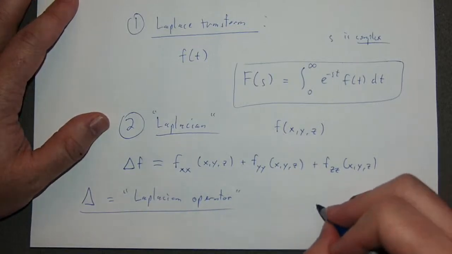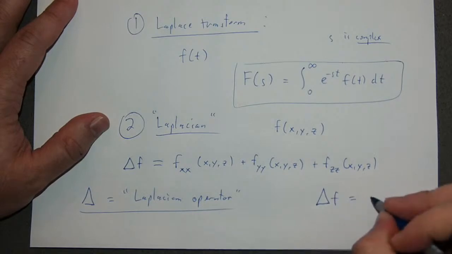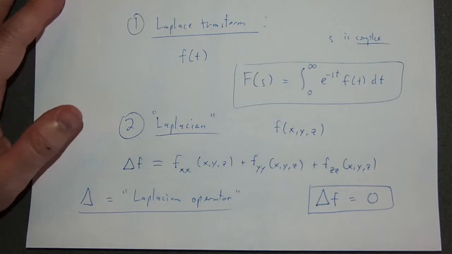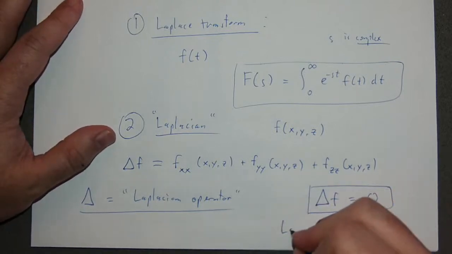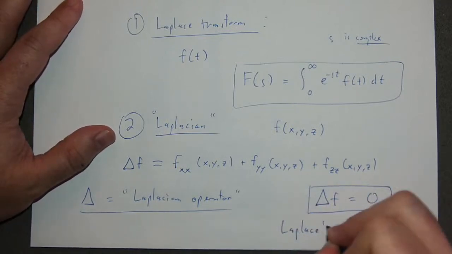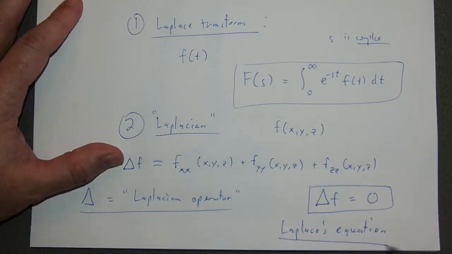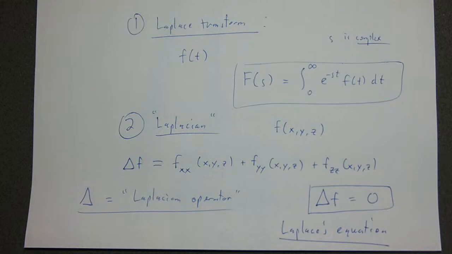It's important because there is an equation, Laplacian of f is equal to 0. This is called Laplace's equation. This is extremely important because functions satisfying Laplace's equation are known as harmonic functions. And harmonic functions are extremely important in a number of applications, like signal processing and, well, tons of stuff.